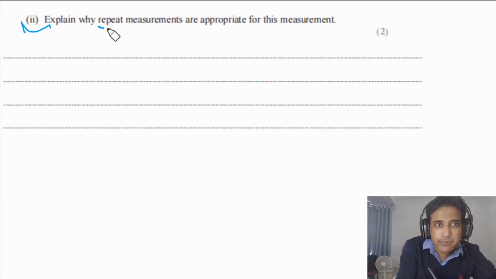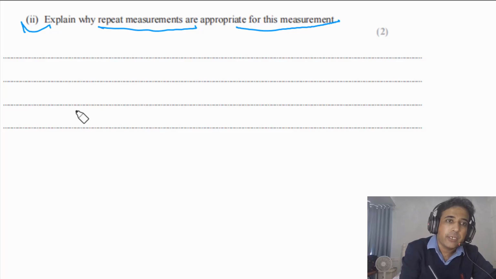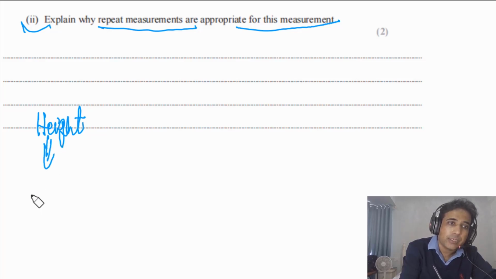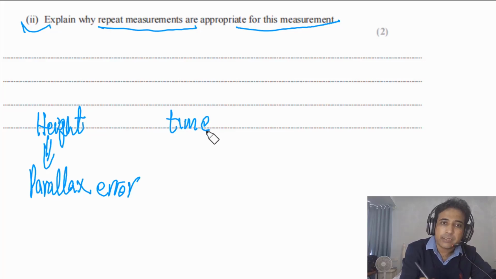Second part says explain why repeat measurements are appropriate for this measurement. In this case we are measuring height. So first of all we can say we are measuring height, so there can be parallax error. And we also need to measure time, in this case time for 10 seconds. So when we are measuring time, due to reaction time there can be errors.